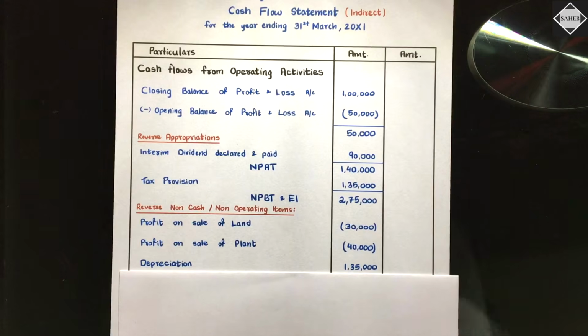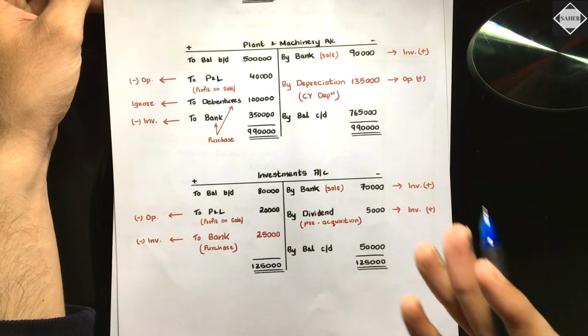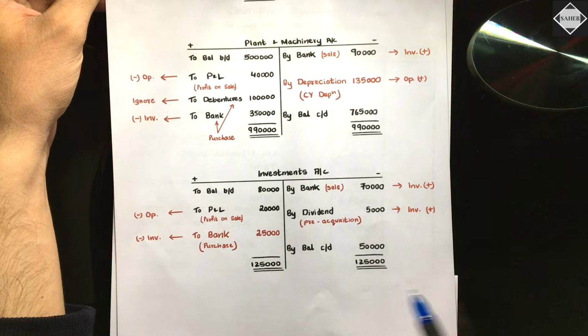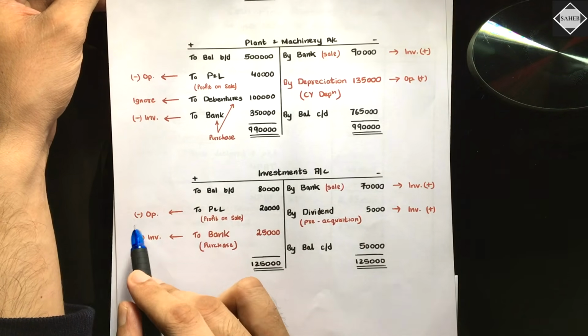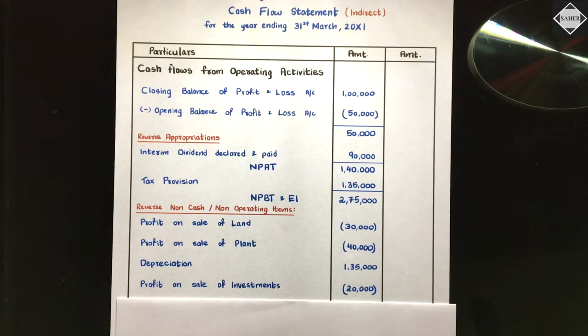Next, what do we have? Let's look into the next account, investment account. In the investment account, do we have any non-operating thing? Yes, we have profit on sale. With the same logic, we subtract it in the operating activity. So profit on sale of investment, minus 20,000. Is it clear? Simple.